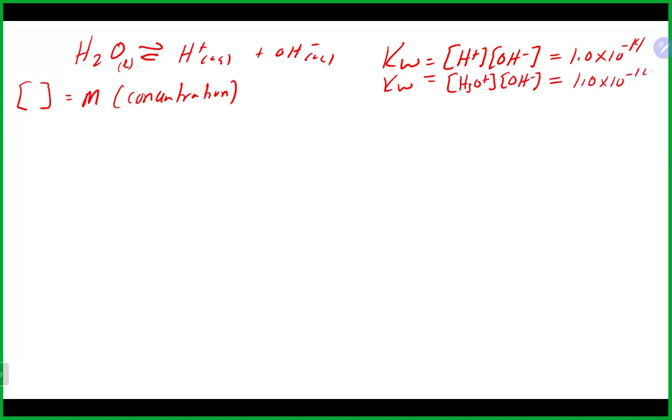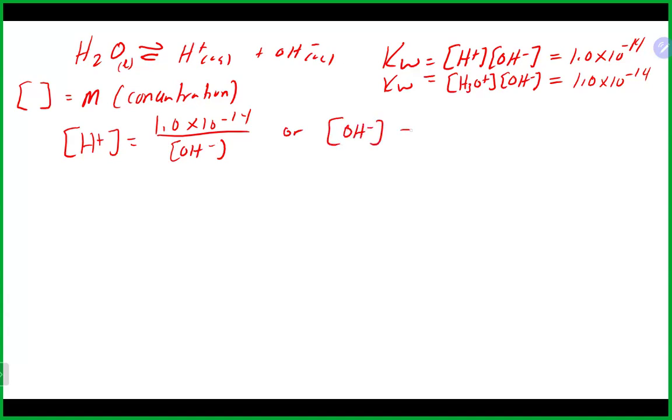It works the exact same way. Again, H plus and H3O plus are really the same thing. You could use that to solve for either the H plus concentration if you have the OH minus concentration, which would be 1 times 10 to the minus 14 divided by the OH minus concentration. Or if you have the H plus concentration, you could get the OH minus concentration by taking 1 times 10 to the minus 14 divided by the H plus.